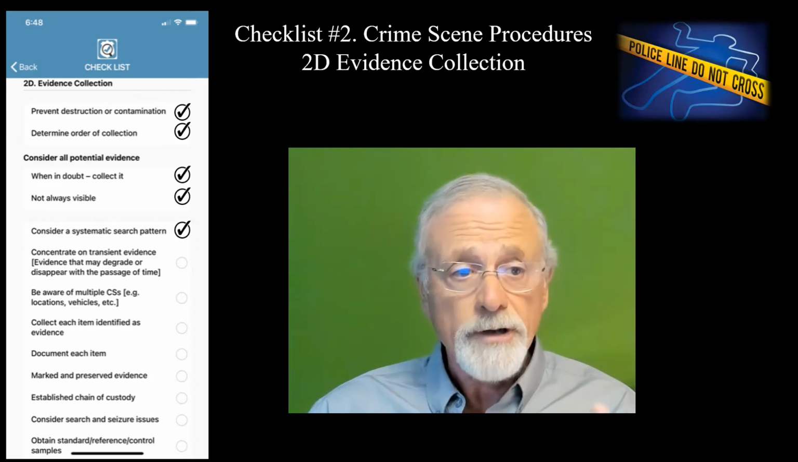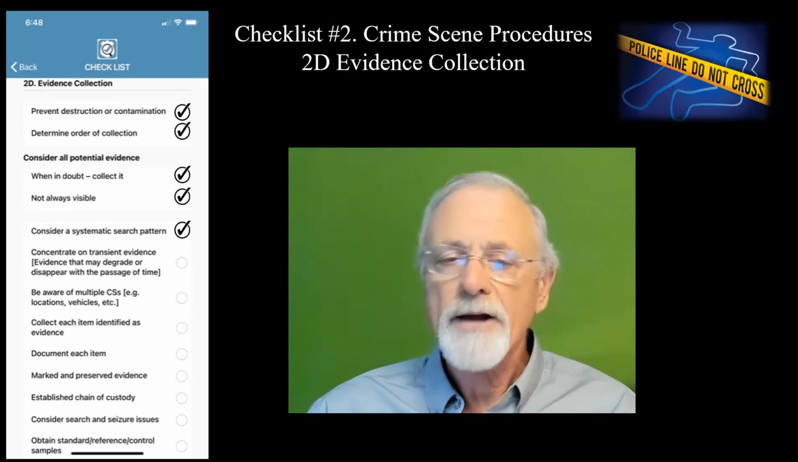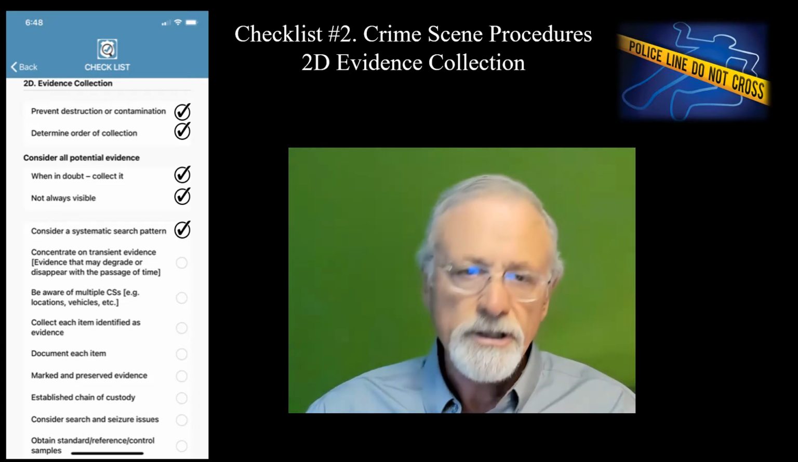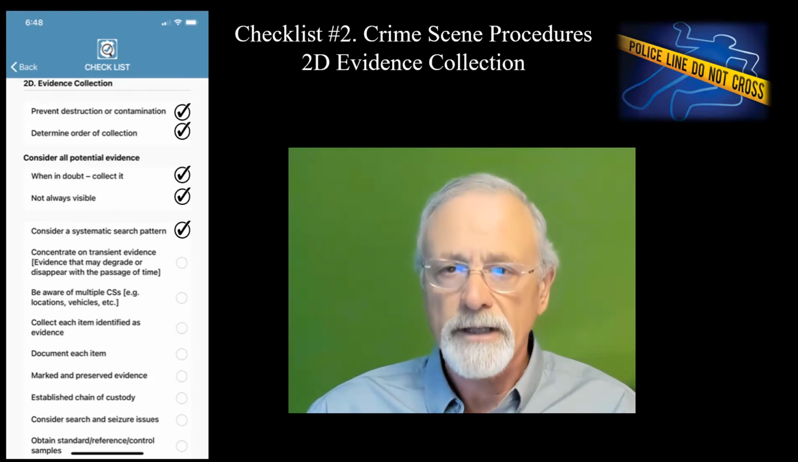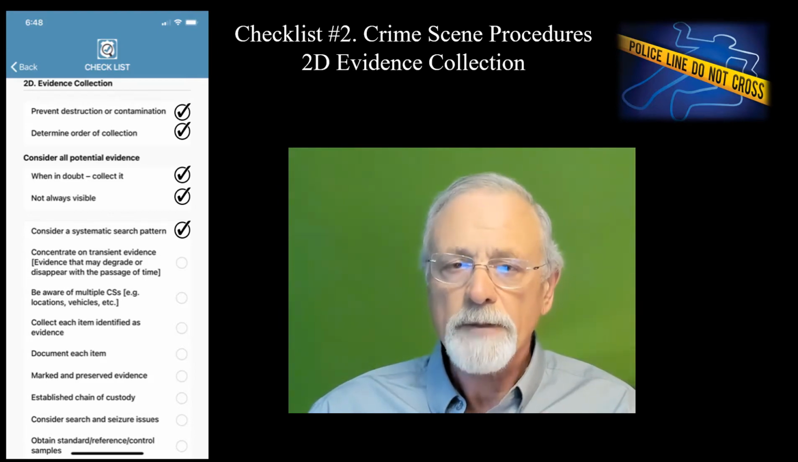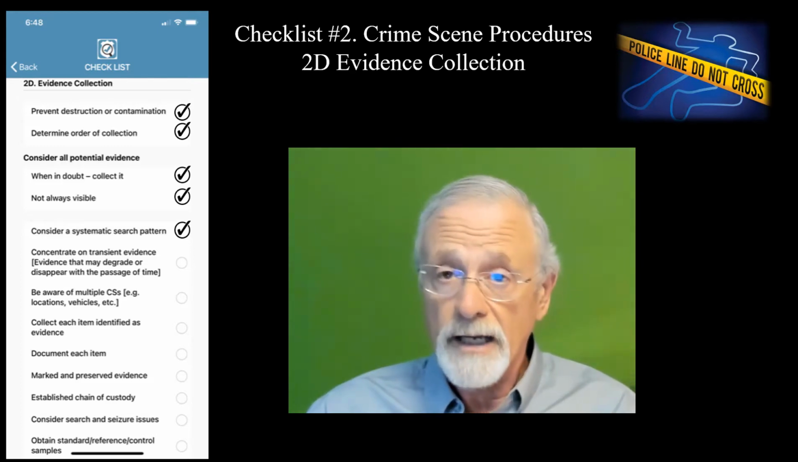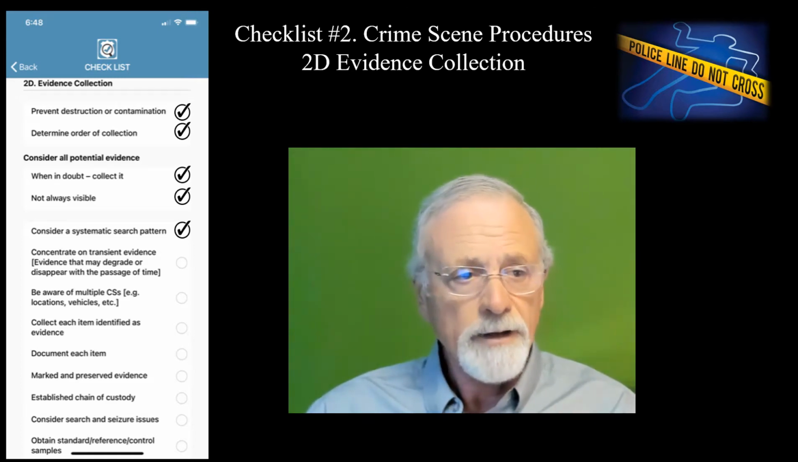Next one, consider a systematic search pattern. There are various kinds of patterns to search. There's a zone search, there's a spiral search. You've learned about all these different things. Have a plan. How are you going to attack the crime scene and how are you going to be looking for evidence so you don't miss any part of the evidence? If you have a plan, a systematic plan, that will take care of that problem.